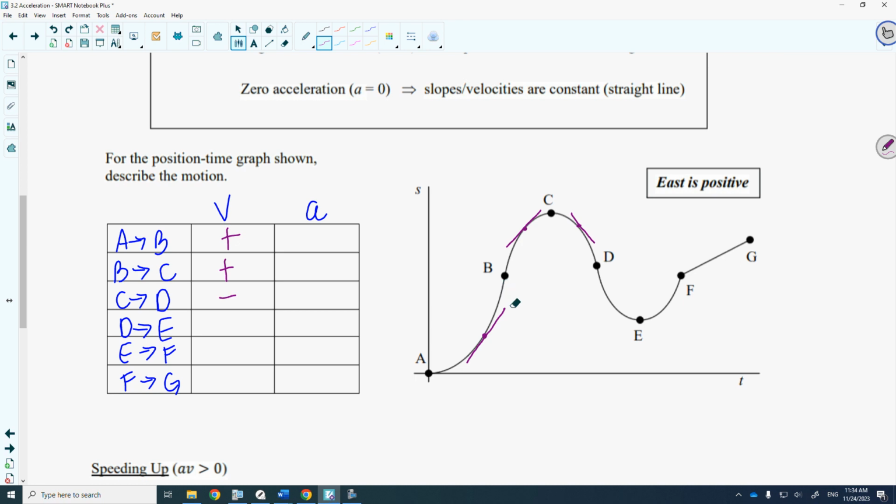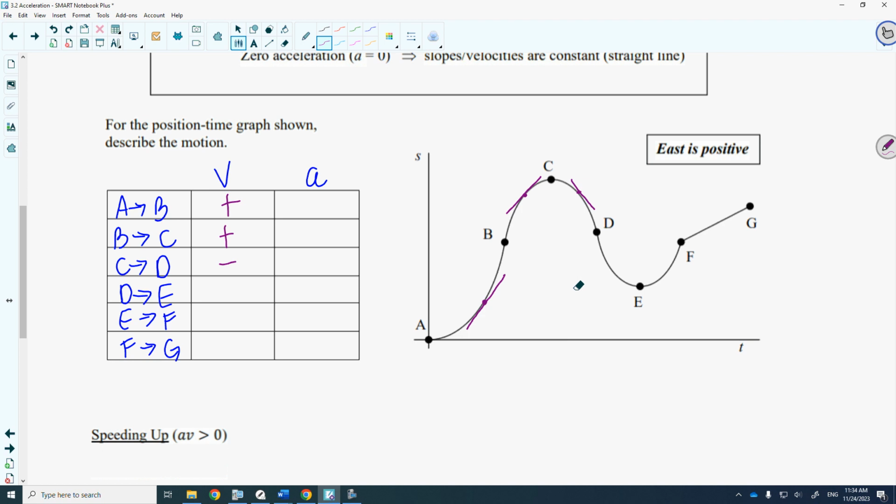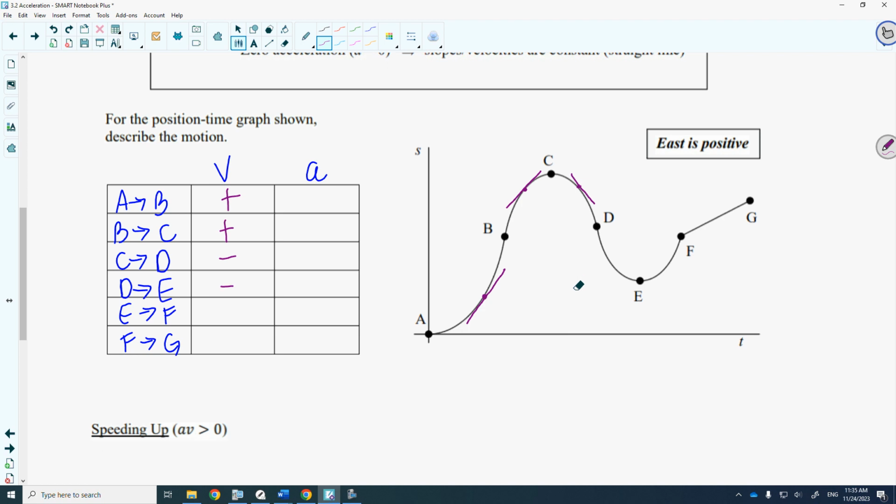D to E, Akil, would be what? Negative velocity. E to F, Julie, would be positive velocity. And even though this is going to be considered like a constant line, what would the slope of this line be? Positive. Yeah, F to G, it's positive.